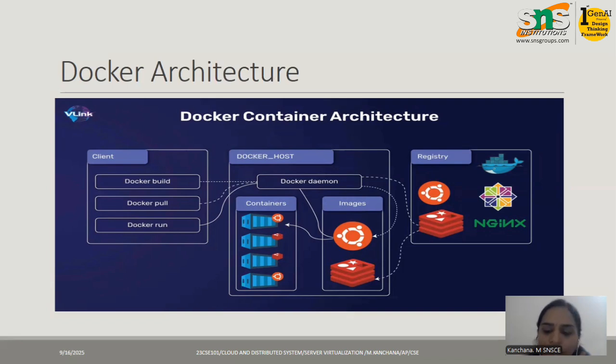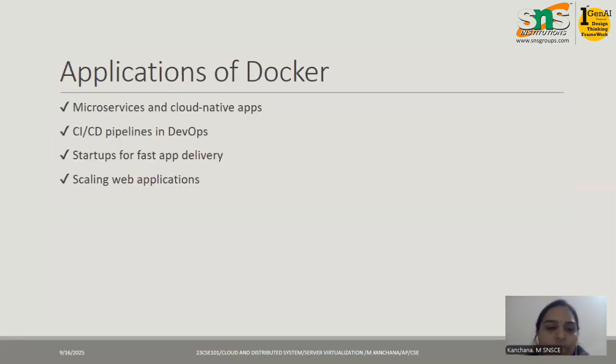So why do we need Docker? What are the applications of Docker? Docker is used everywhere. It's great for microservices, where apps are split into small independent parts. It powers continuous integration and continuous development. That means DevOps, helping developers to test and release the software faster. Startups use Docker for quick app delivery, and it is also used to scale web applications like online stores to handle more users. Docker makes apps flexible and easy to manage. That's why startups love Docker, right?